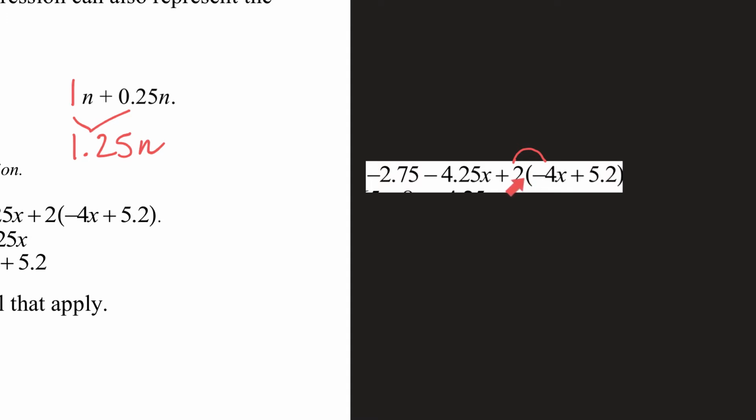And in the order of operations, you have to multiply before you can do any of this adding or subtracting stuff. So 2 times -4, that's -8x. And then you have 2 times 5.2, which is 10.4. And that's a positive 10.4 because you have a positive times a positive. So that would be plus 10.4. And then we have the other stuff here, right? I'll just copy that straight down. We have -2.75 and then minus 4.25.